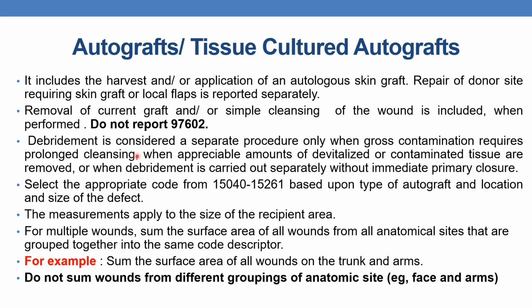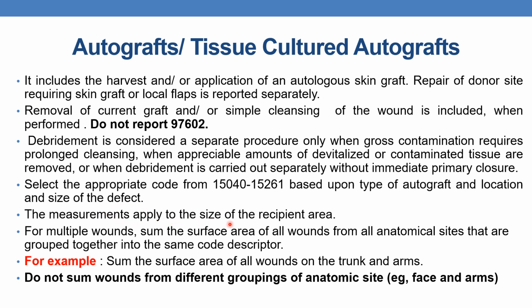Usually debridement is included and debridement is considered as a separate procedure only when gross contamination requires prolonged cleansing, when appreciable amounts of devitalized or contaminated tissue are removed, or when debridement is carried out separately without immediate primary closure. Select the appropriate codes from 15040 to 15261 based upon the type of autograft and location and size of the defect. The code selection is based on type of autograft, location and size of the defects.